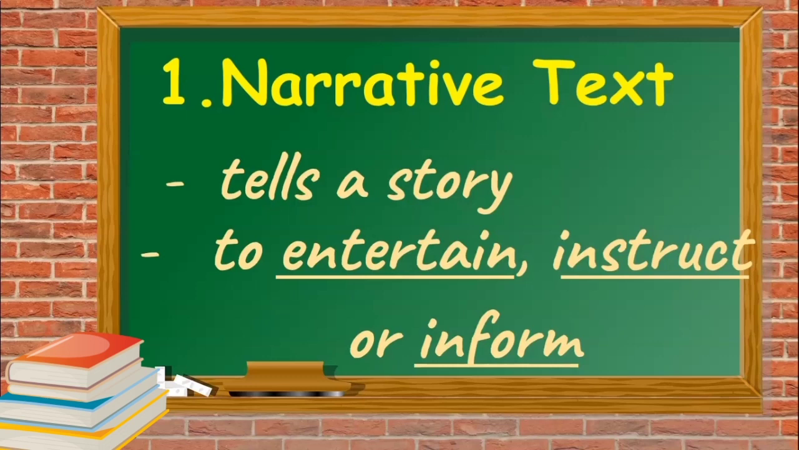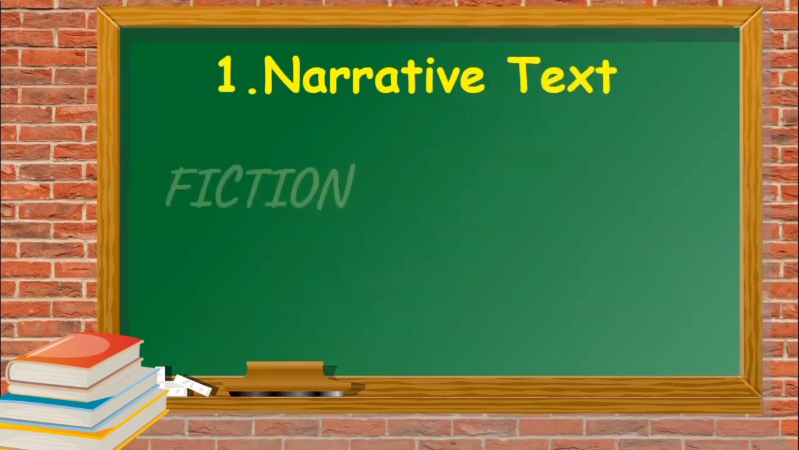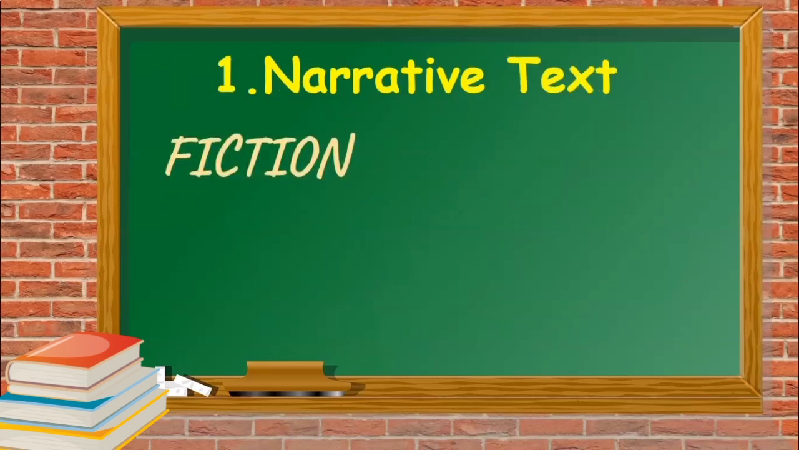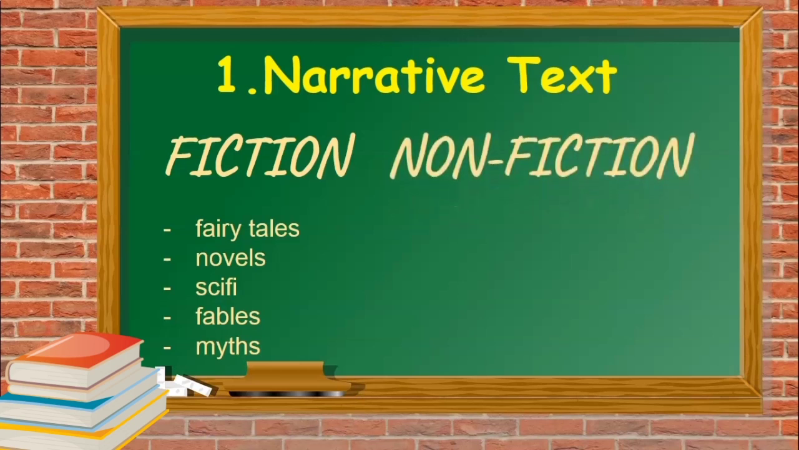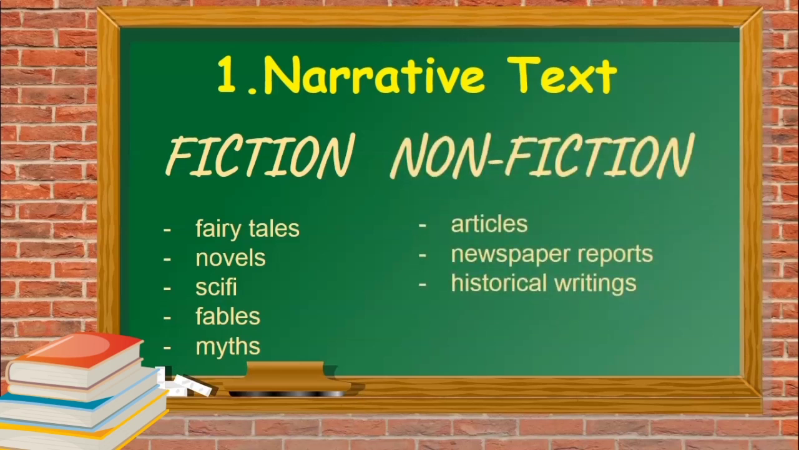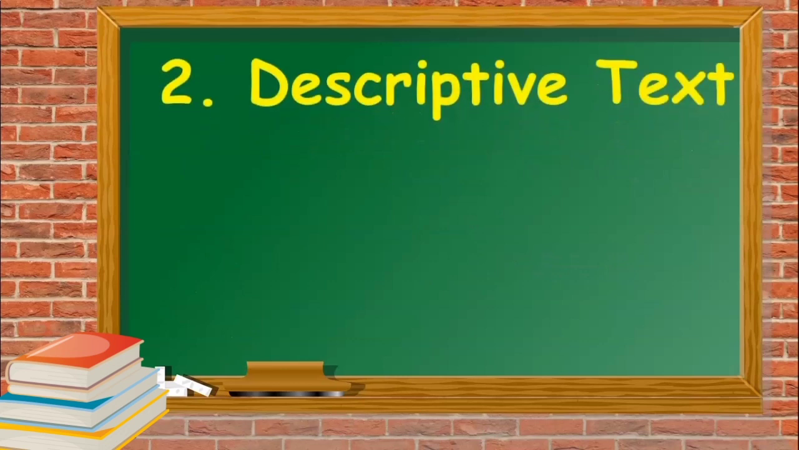For you to understand what is a narrative text, we have to group them according to fiction and non-fiction narrative text. Under fiction, we have fairy tales, novels, science fictions, fables, and myths. For non-fiction narrative text, we have articles, newspaper reports, and historical writings. Do you now understand narrative text? If yes, then let's now go to the descriptive text.